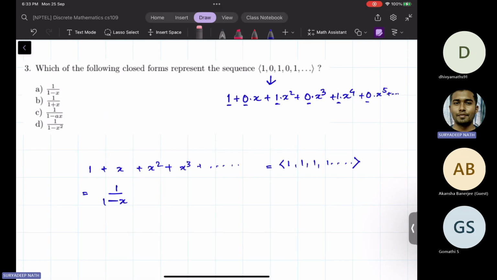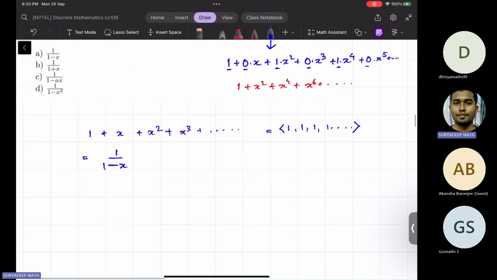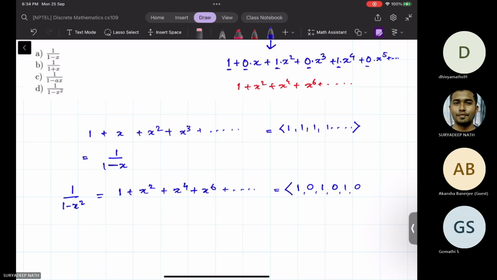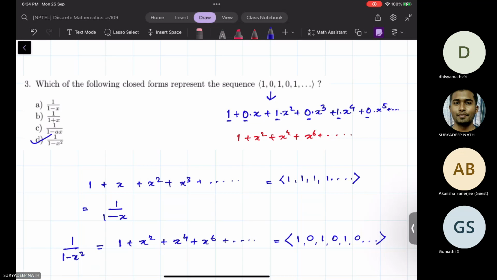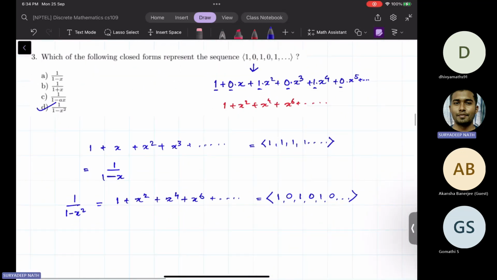So now, if we are given this sequence, can we get this? What we are basically looking for is 1 plus x squared plus x^4 plus x^6 and so on. The trick is very simple. 1 over 1 minus x gives you 1 plus x plus x squared plus x cubed, but we want just the even powers. So I just put x squared in place of x. That will give me x squared, x^4, x^6 and so on. So this is nothing but 1, 0, 1, 0, 1, 0 and so on. The right answer for this question is option D, a pretty straightforward question. I don't think anyone will have a doubt in this question.